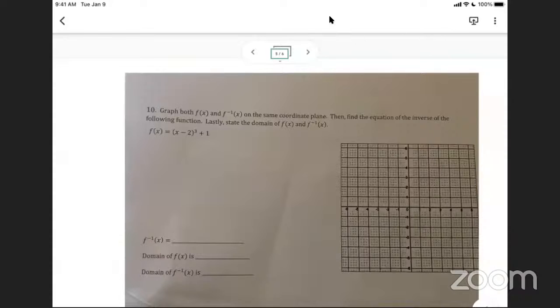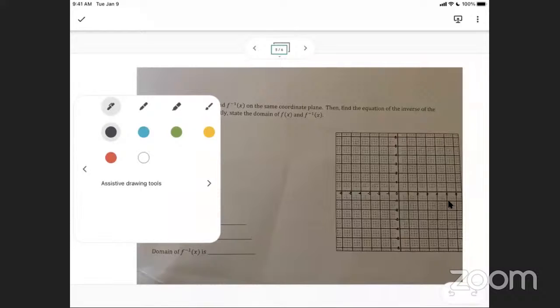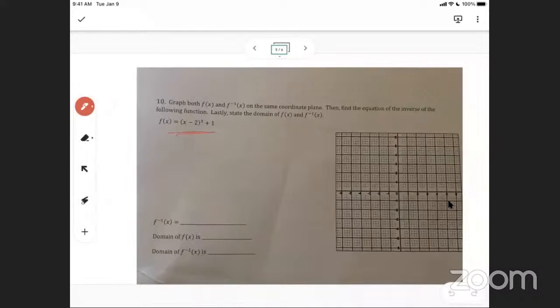All right, so we are talking to Dylan about pre-calculus. We're talking about inverse functions and graphing, etc. So this says graph both the function and its inverse on the same plane, then find the equation of the inverse of the function, and then state the domain and the range. So this function, I'll graph this with red. I think we'll be able to see okay.